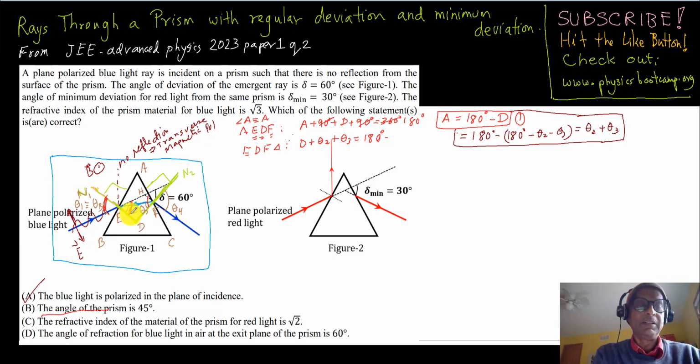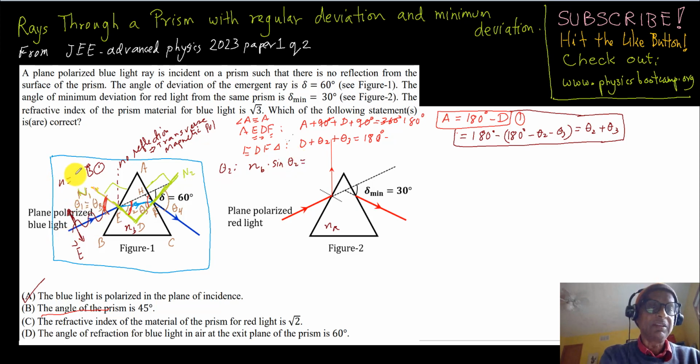So let's work on what theta 2 will be. I can figure out theta 2 if I had theta 1. Theta 2 can be obtained by, let's call it N for the blue, and this N for the red. N for the blue times sine theta 2 equals, the outside is N equals 1, so 1 times sine theta 1. So if I know theta 1, I can get theta 2, and I can use it over here, right?